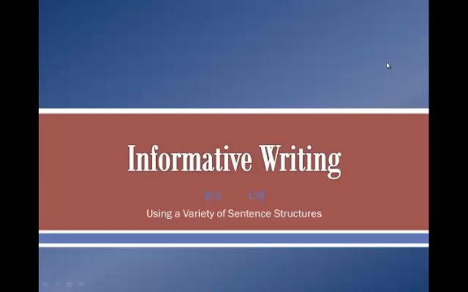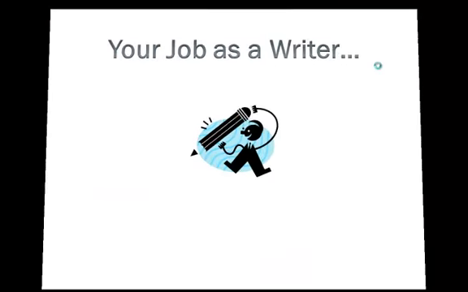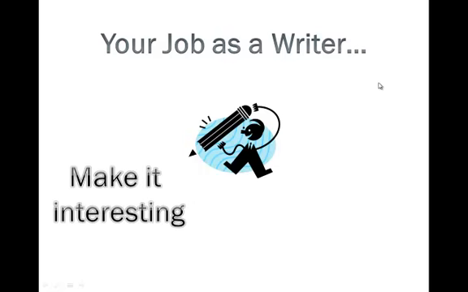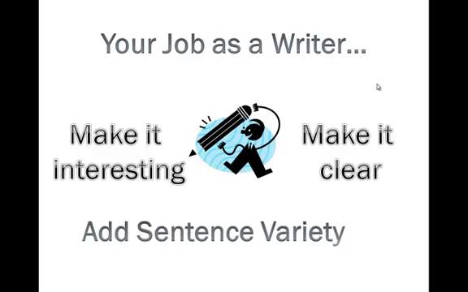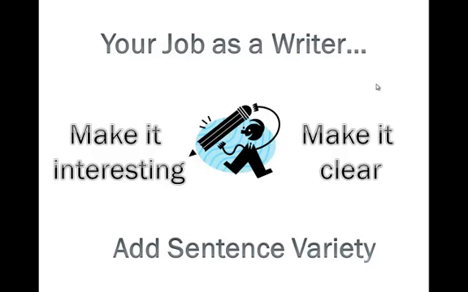This lesson is going to focus on informative writing, in particular some of the mechanics using a variety of sentence structures. Your job as a writer is to make what you're writing interesting and make it clear. One way that you can achieve your goal is to add sentence variety in your writing. Adding sentence variety definitely makes it more interesting to the reader.